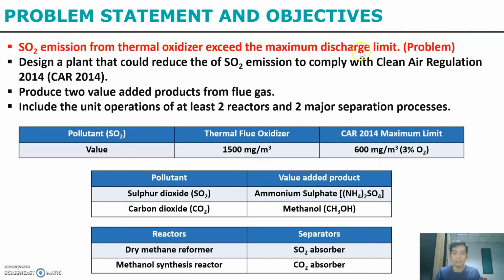The problem that we are going to solve is the SO2 emission discharge that exceeded the maximum discharge limit. The objectives are to design a plant that can reduce SO2 emissions below the maximum discharge limit, produce 2 value-added products, and include at least 2 reactors and 2 separation processes in unit operations.